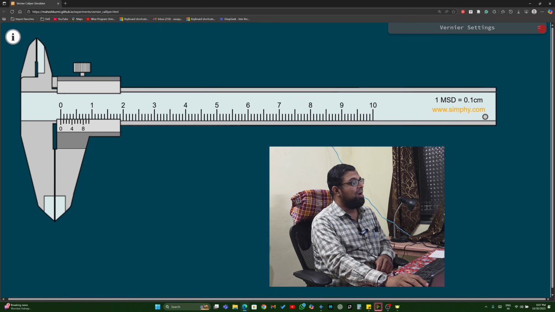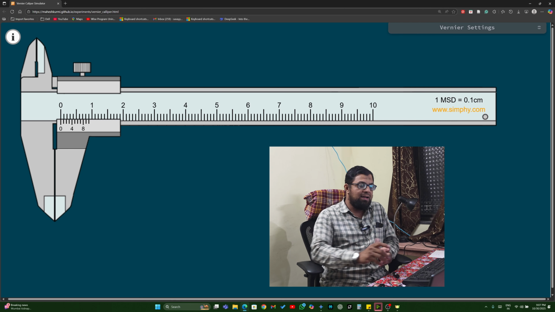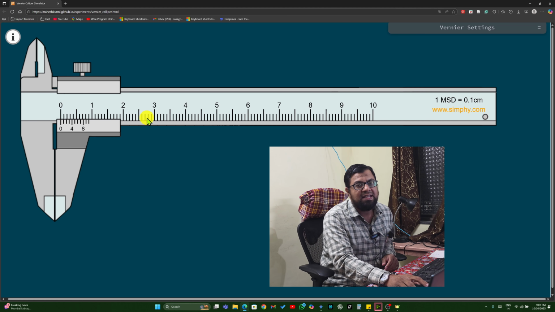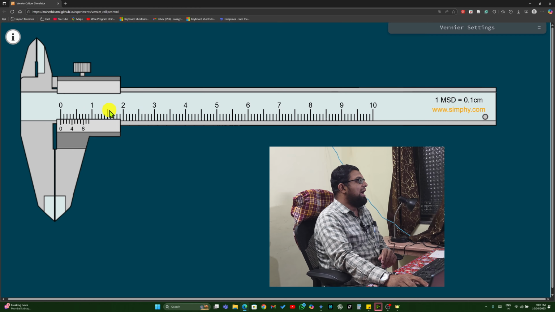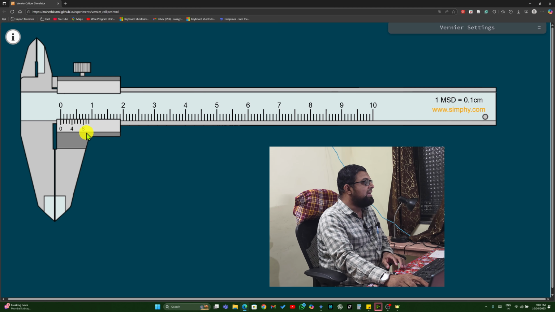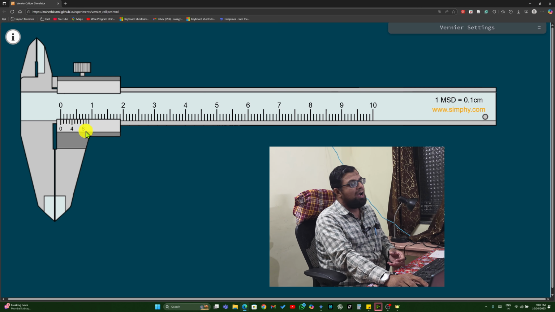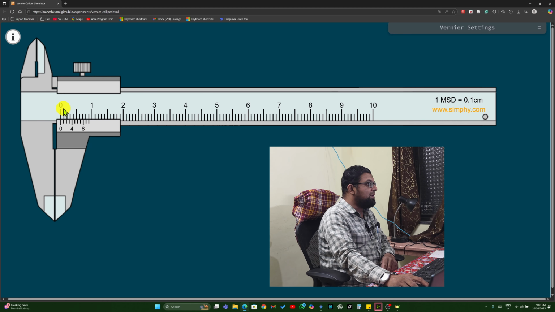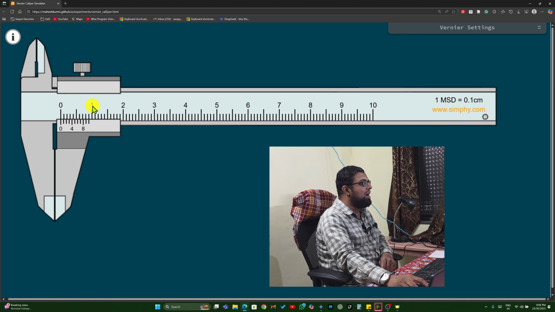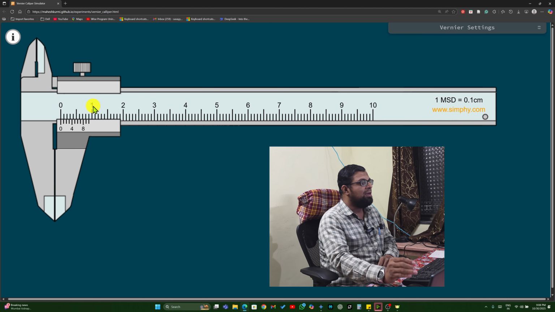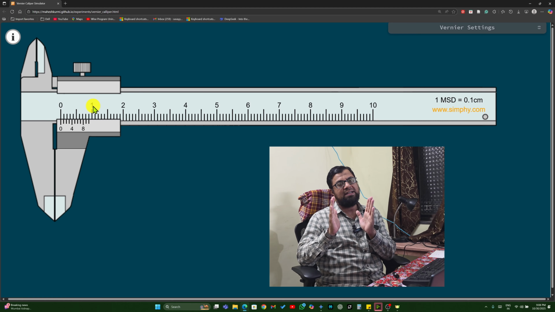So in case of Vernier caliper, there is a main scale. This main scale is very similar to the scale which is there in your compass box. And there is an attached scale which we call a Vernier scale. This Vernier scale is very geniusly designed. How it is designed, we will see in just a bit. On the main scale, if you see from 0 to 1, there are 10 divisions. So this is 0 and this is 1 centimeter. Between 0 to 1 centimeter, there are 10 divisions.